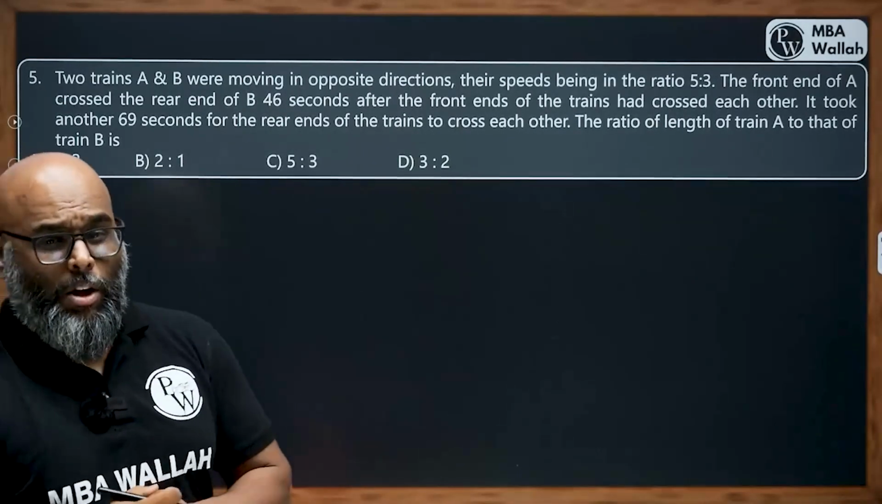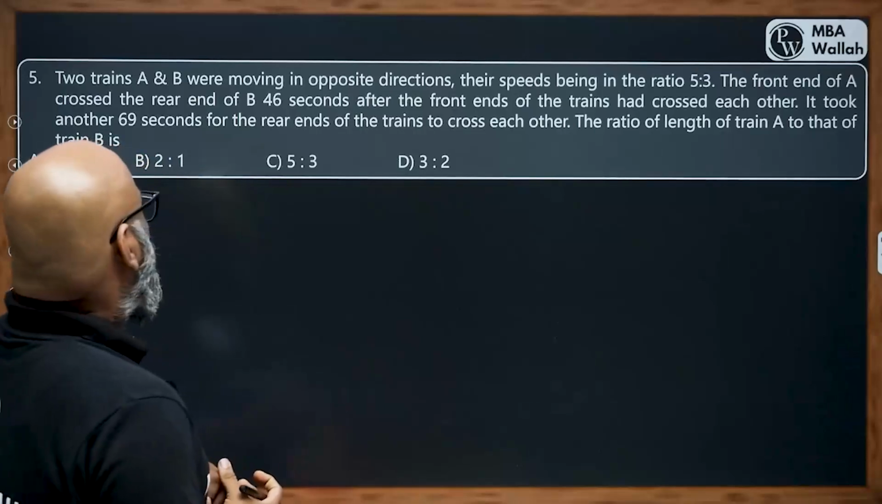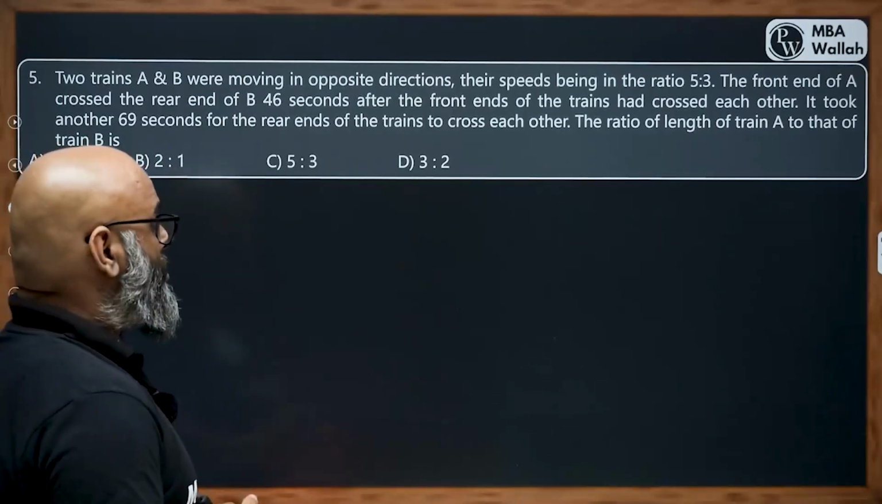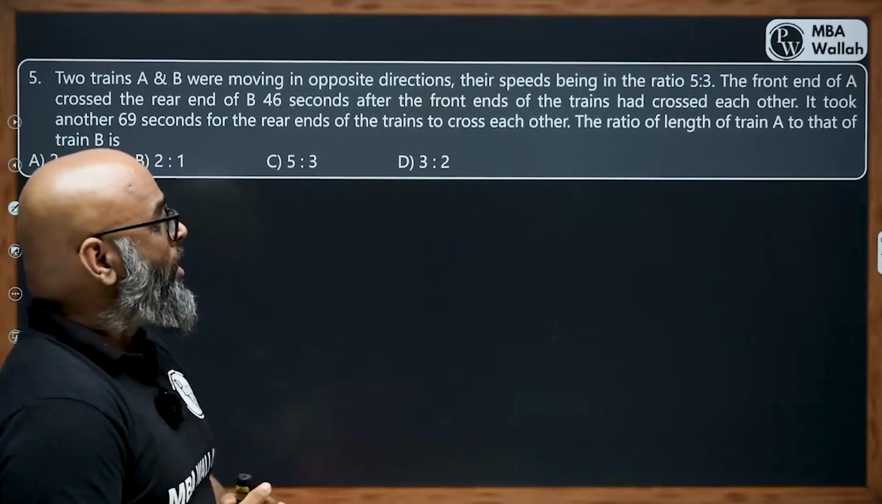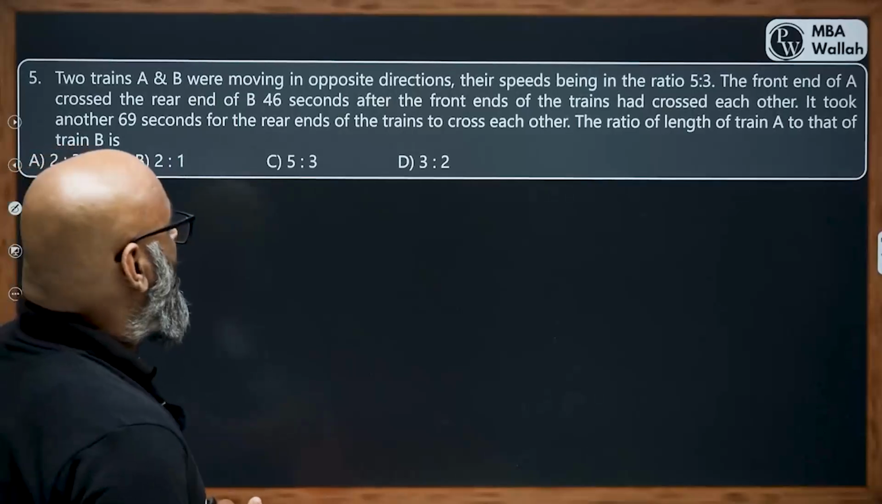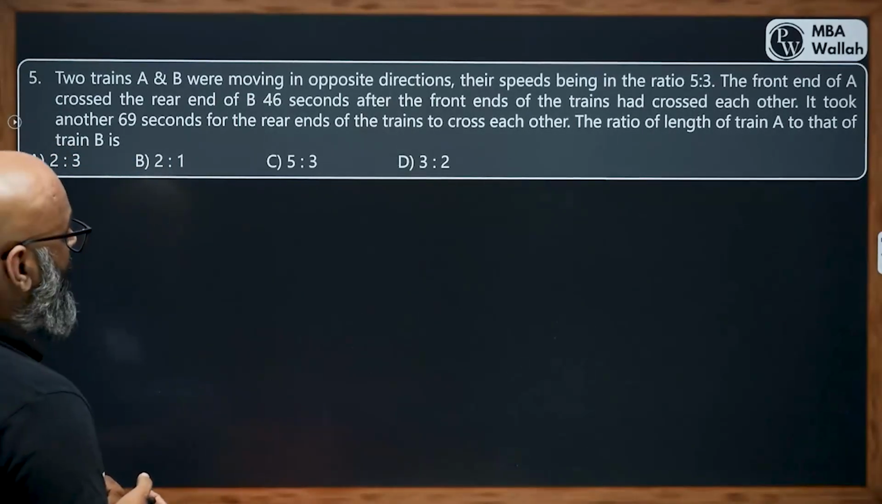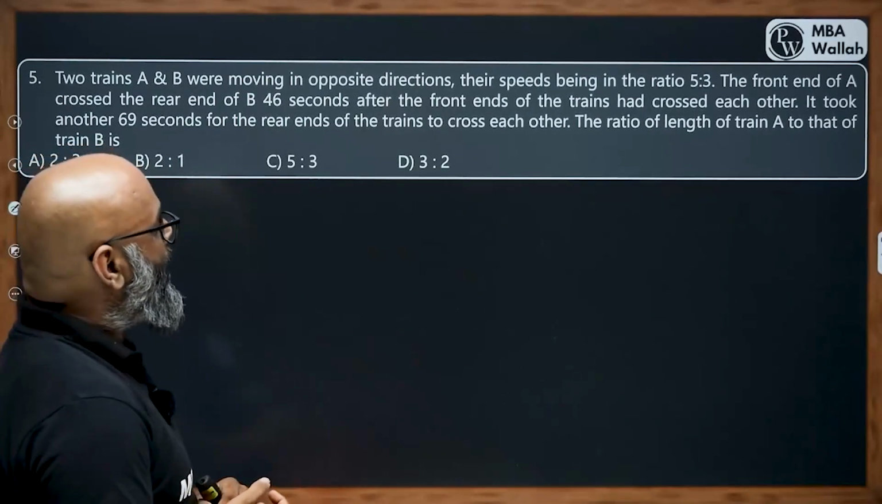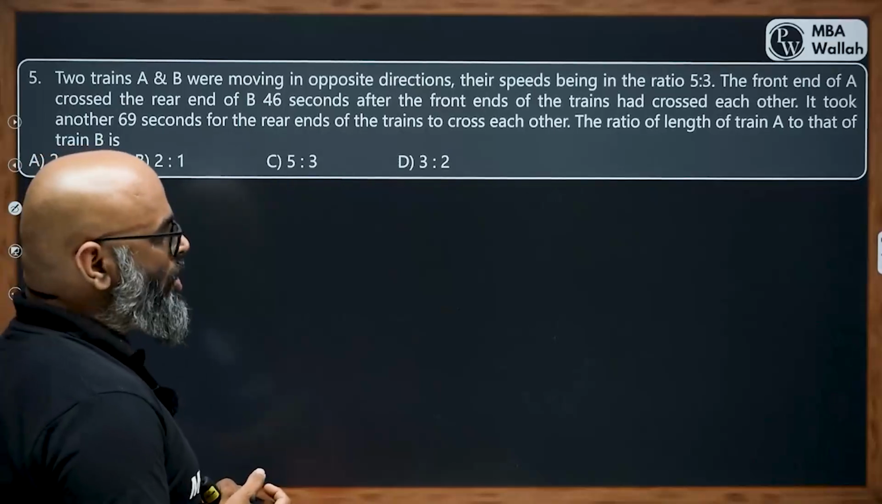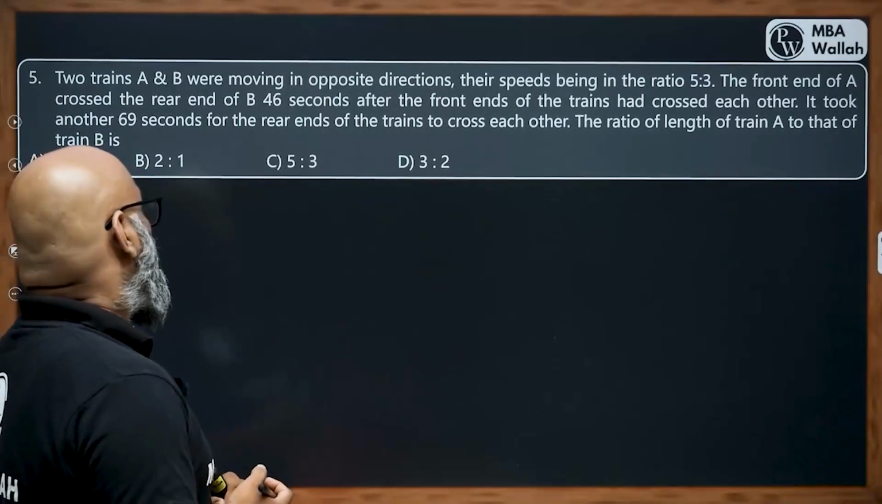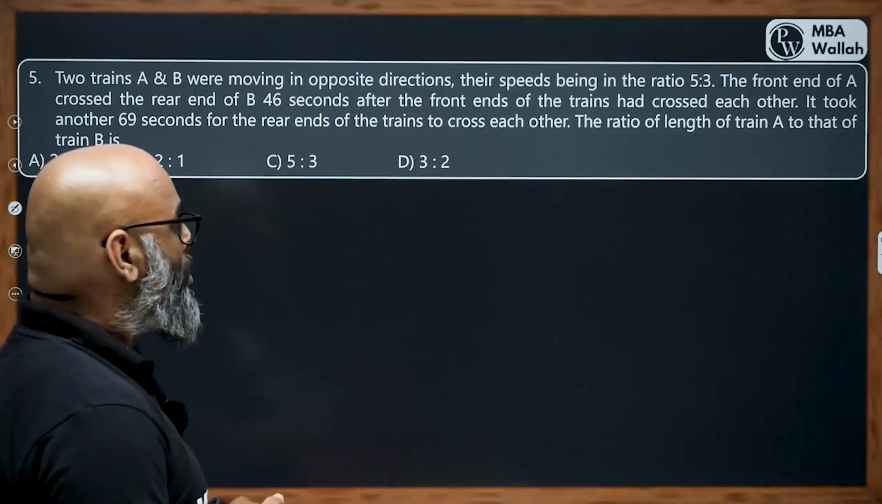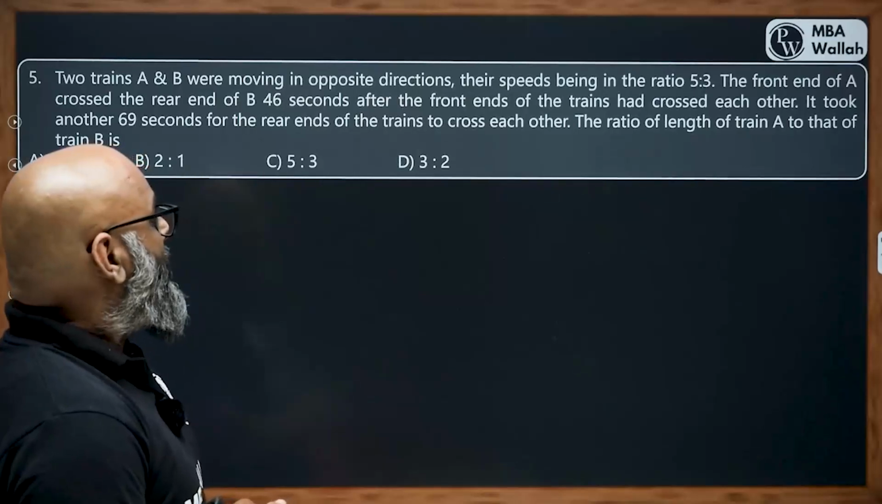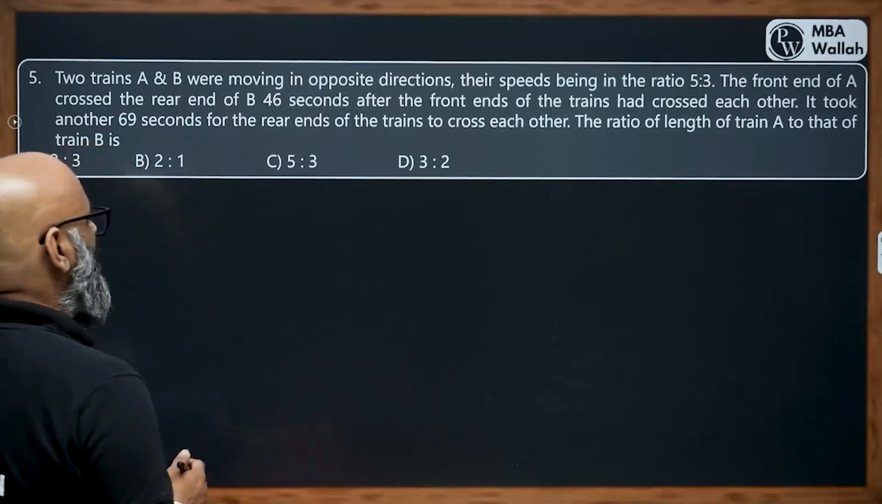Right. Let's solve this question now. Two trains A and B were moving in opposite directions, the speeds being in the ratio 5:3. The front end of A crossed the rear end of B 46 seconds after the front ends of the trains had crossed each other. It took another 69 seconds for the rear ends of the trains to cross each other. The ratio of the length of A to that of train B is.